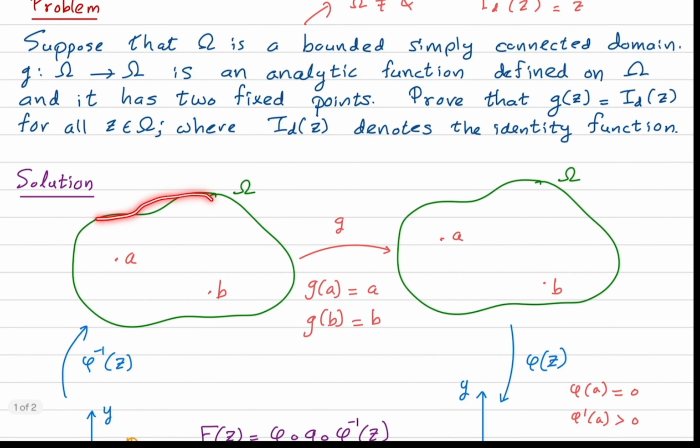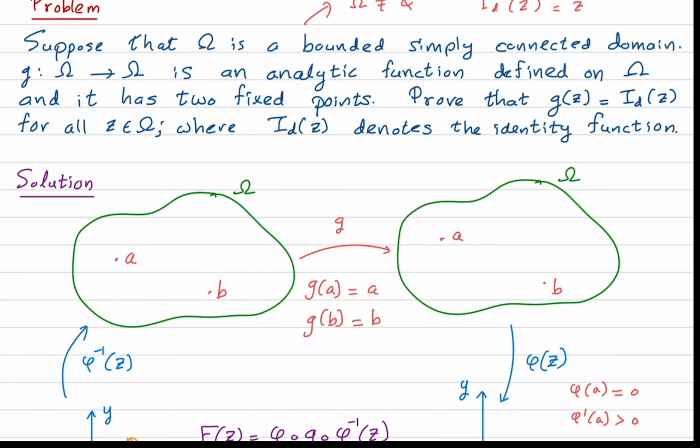This is my simply connected and bounded domain omega, and it has two fixed points, A and B. That means these 2 points are invariant under this function g. So if you apply g to A, you would get A. If you apply g to B, you would get B, because they are fixed.